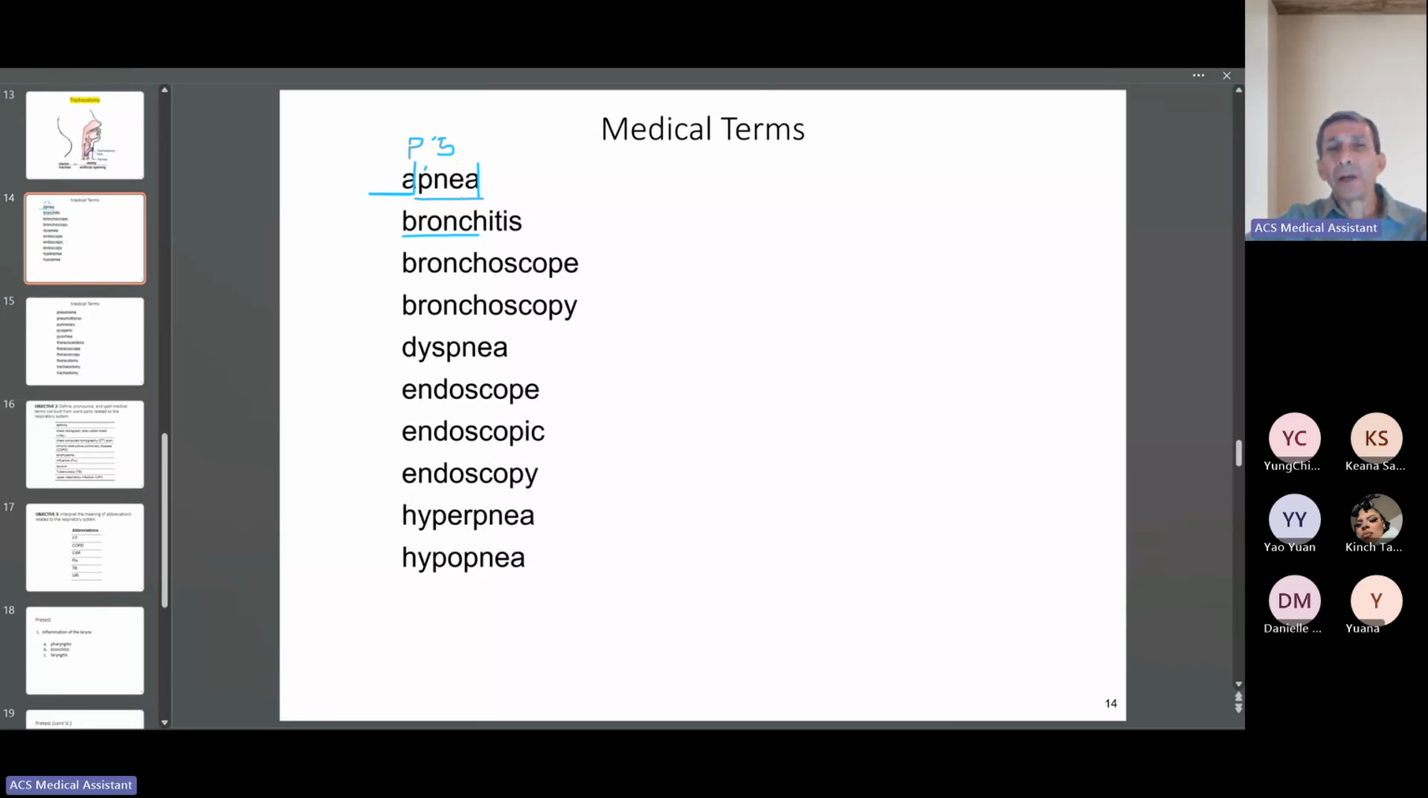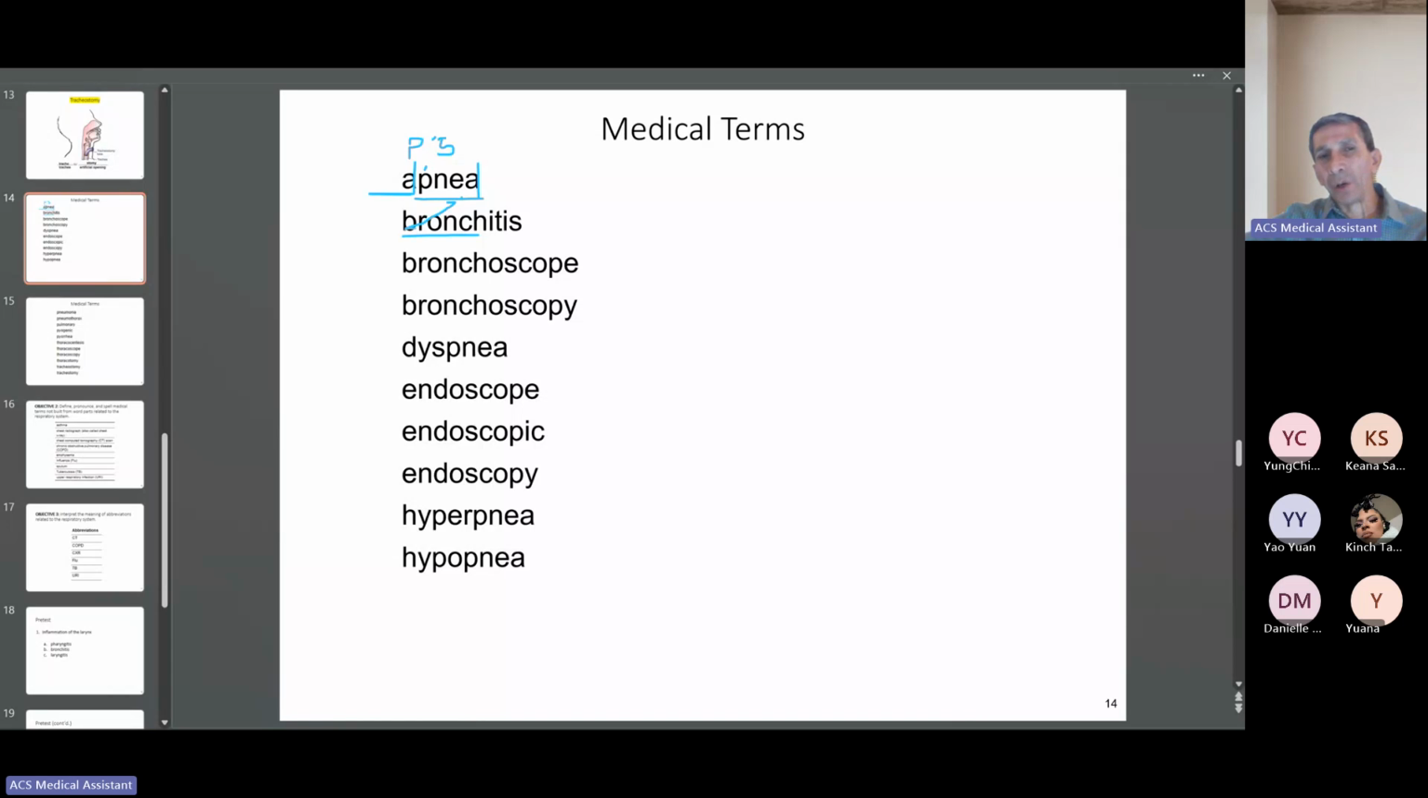So apnea or apnea, once again, can be pronounced either way. It is nothing else than no breathing, no air. You're not breathing, you're not being able to breathe, to take air. So that's basically what it is. So there is a problem.